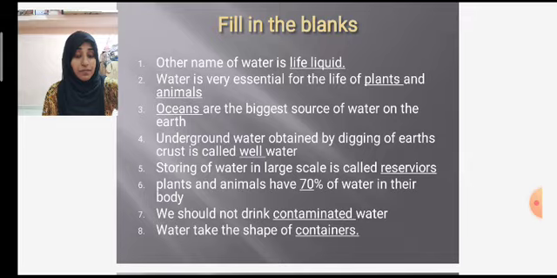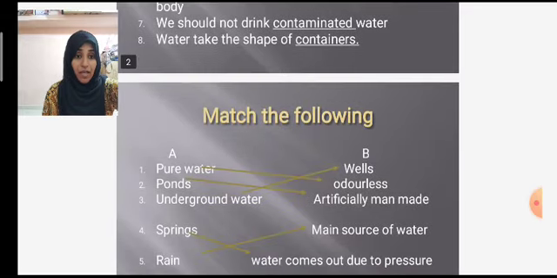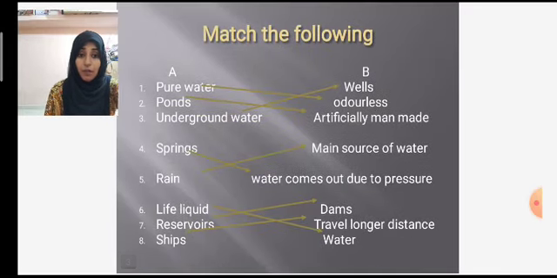Okay, next we will go for a few more fill up the blanks of this chapter. Pure water is odorless. Odorless means there will be no smell in the pure water.